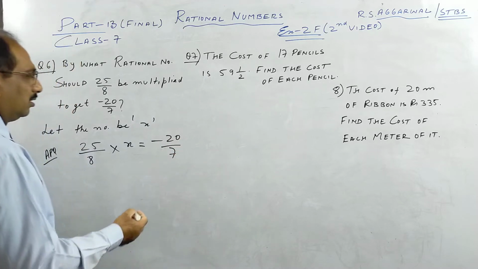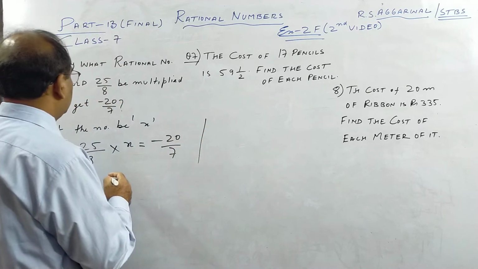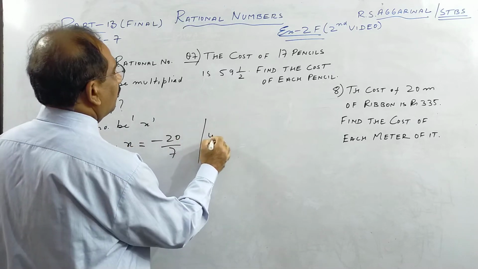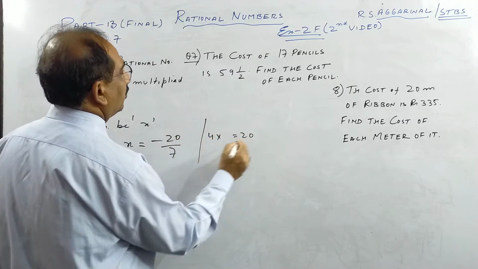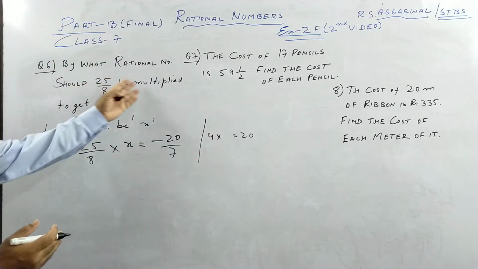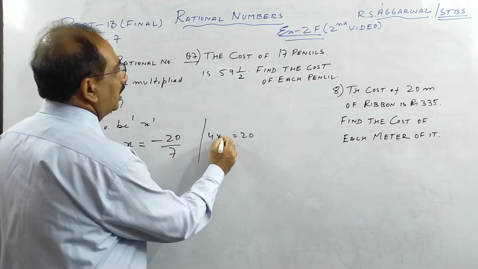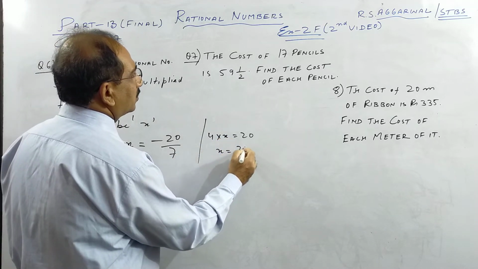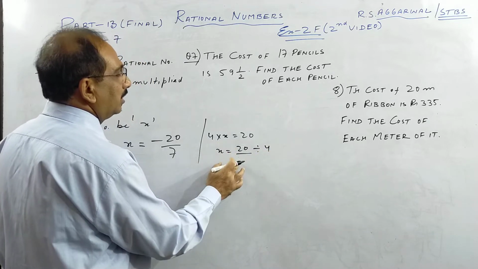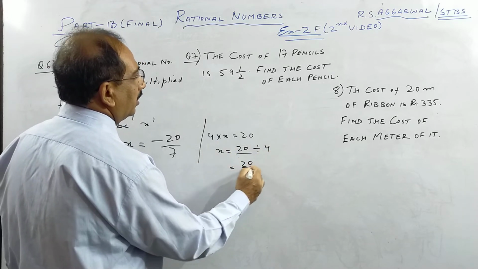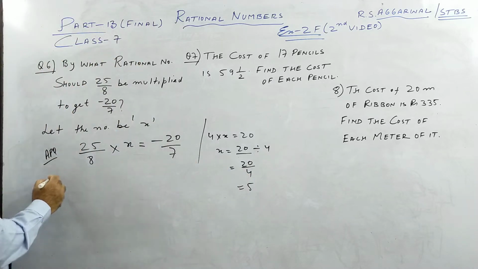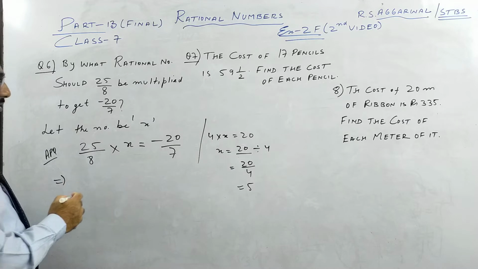You can take a comparison analogy: suppose with what number 4 should be multiplied to give you 20. Let it be x. So x is 20 divided by 4. This side it will go. You can write 20 divided by 4. So we get 5. So finally what we will do here, there are two ways.